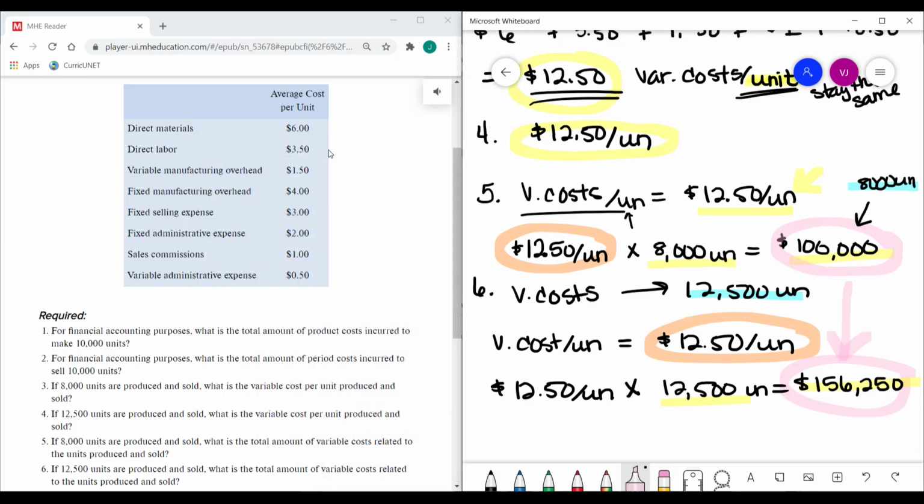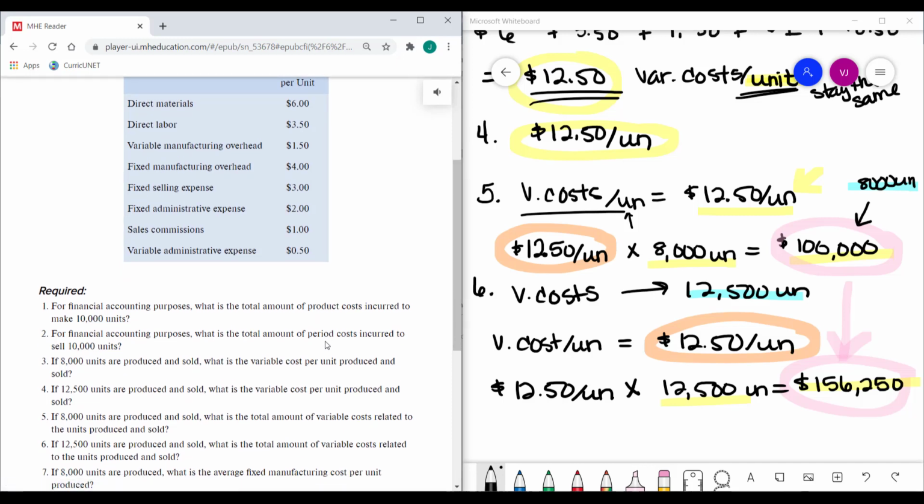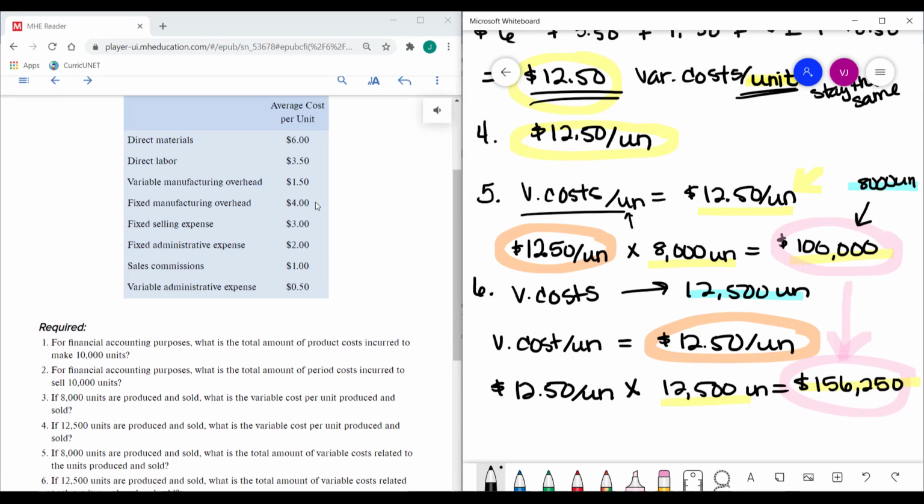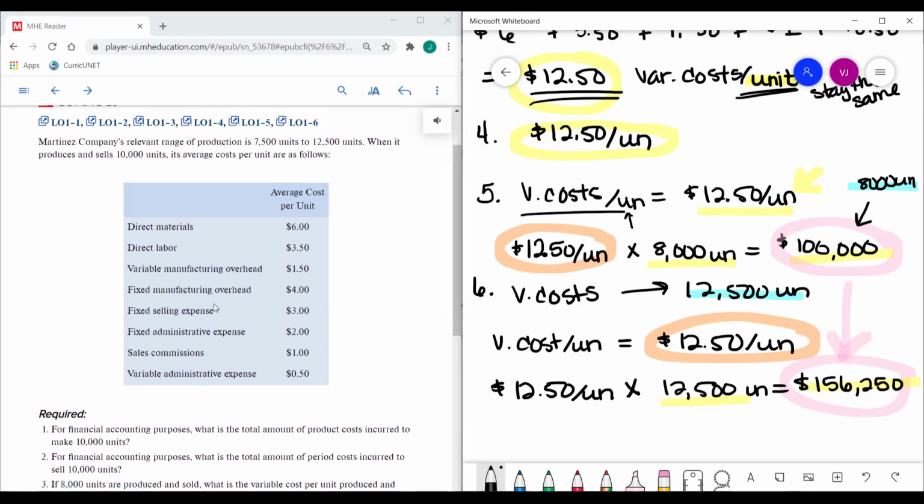All right, so let's move on to number 7. Number 7 asks us, if 8,000 units are produced and sold, what is the average fixed manufacturing cost per unit produced? Okay, so here we're trying to figure out what our average fixed manufacturing cost is per unit produced when 8,000 units are produced. So remember, when we look at this table here, we have fixed manufacturing overhead here of $4 per unit. But remember, fixed costs in total stay the same, but per unit, they vary inversely depending on what activity level we're talking about.